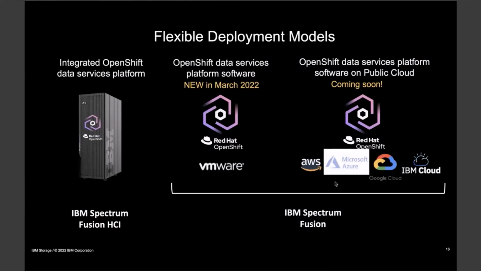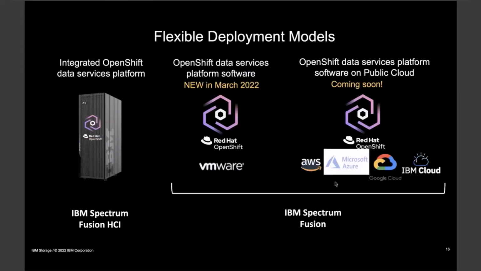If you're deploying OpenShift on premises, HCI is a great platform because you can get OpenShift and Spectrum Fusion out of the box, built using best practices, tested by IBM, so you don't have to go build your own solution and figure out all these problems by yourself.